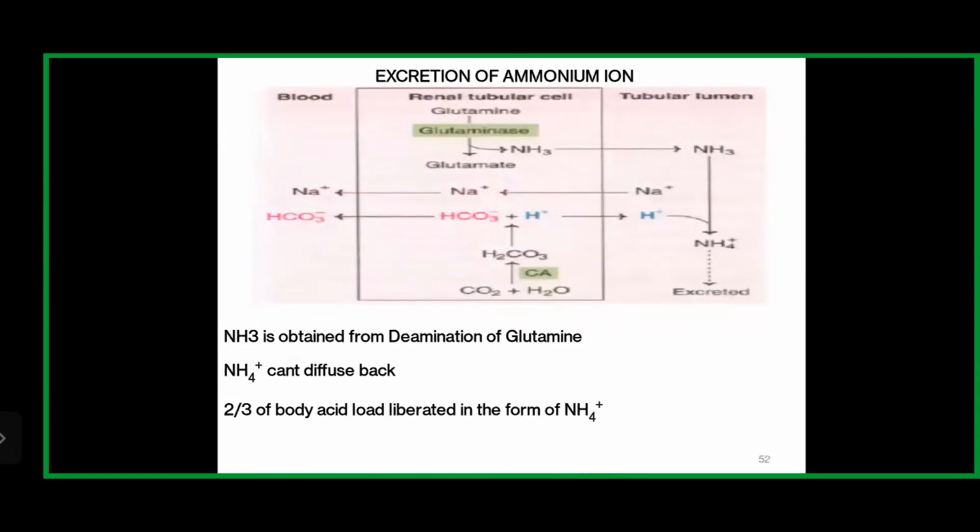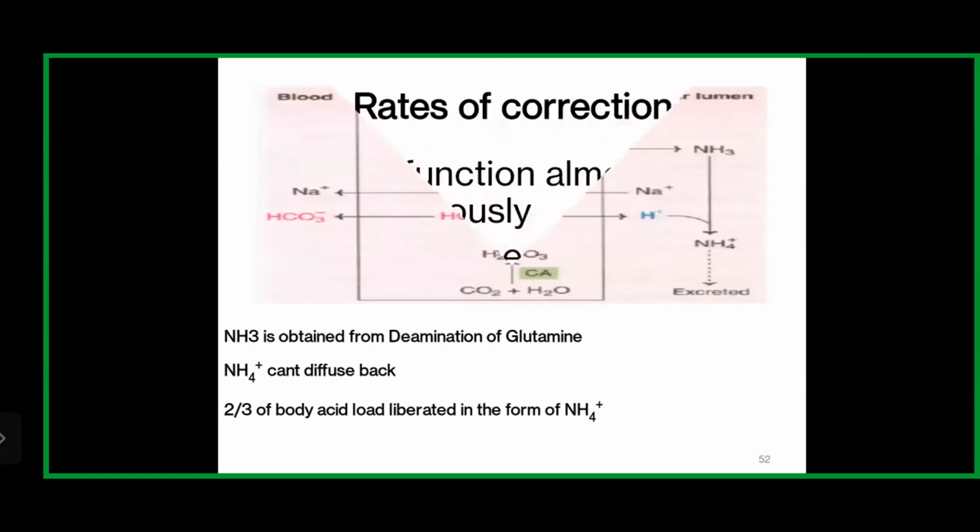Now the excretion of ammonium ion. The ammonia is mainly obtained from deamination, that is the glutaminase activity, and here you can see the glutamine, with the help of glutaminase, is converted into glutamate and ammonia. This ammonia is then excreted into the tubular lumen, and it combines with the H plus to form NH4 plus. This NH4 plus can't diffuse back and is excreted. Two-thirds of the body acid load is liberated in the form of NH4 plus.